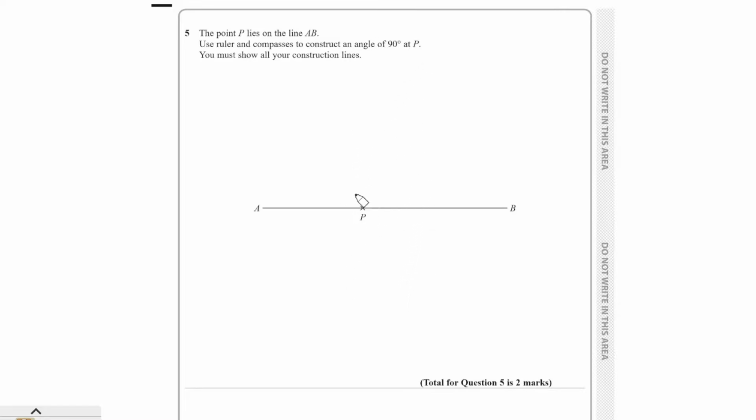I want a straight line perpendicular here at P. Now, the issue is that you see how A and B are not the same distance from P? That's the main issue. So we need to create that same distance. So what I would do with your ruler, because I told you to use a ruler, is I would measure the distance between A and P.